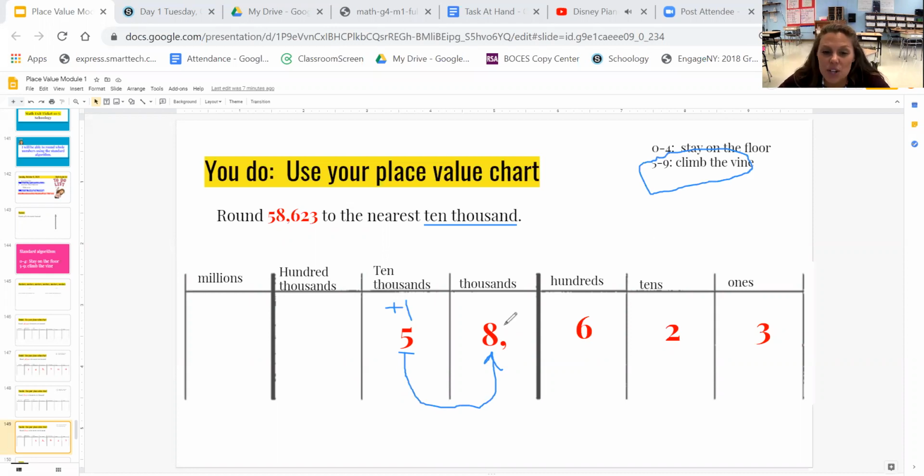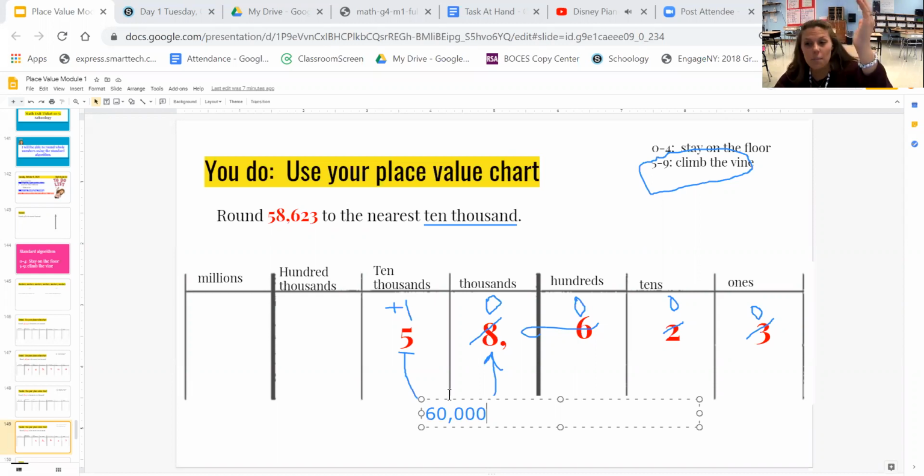Let's rewrite our answers. All of these become zeros. And then we add 50,000 plus 10,000. You should have, when we're rounding, 60,000. Okay, you could always check your work using our vertical number line like we learned yesterday to just double check that you did this correctly. Who doesn't like to double check and make sure they're right?